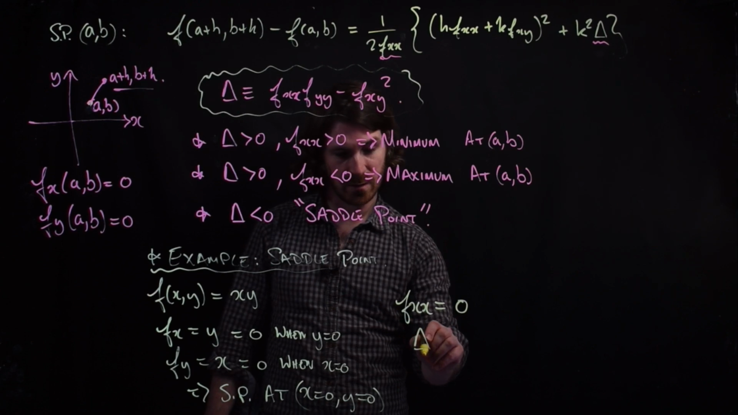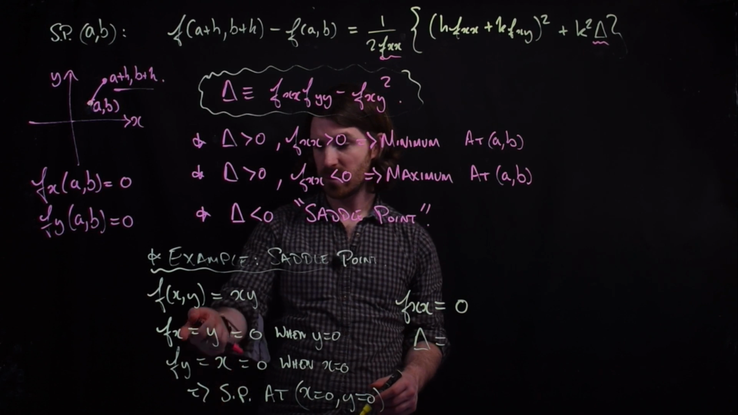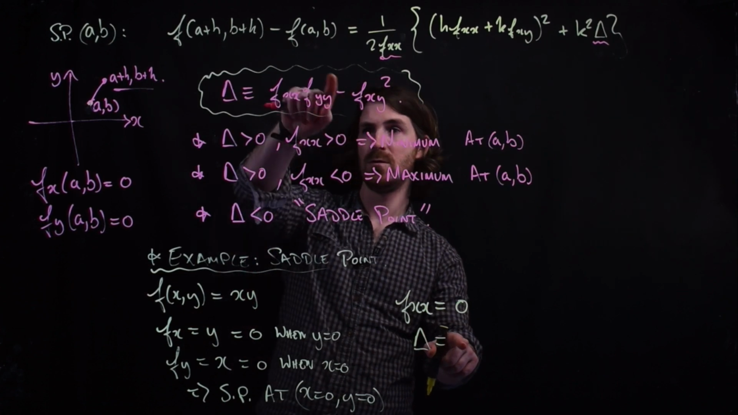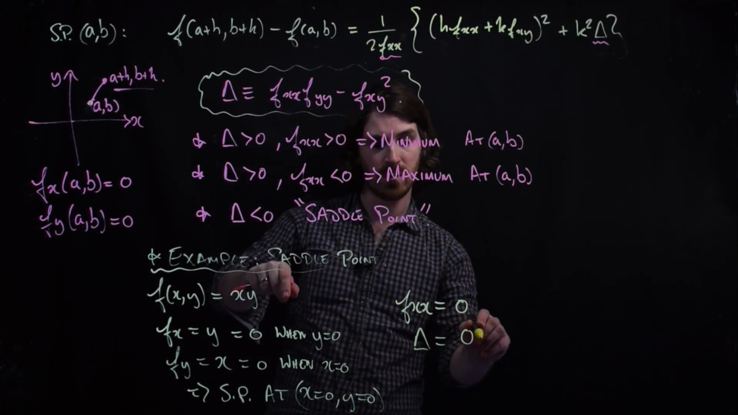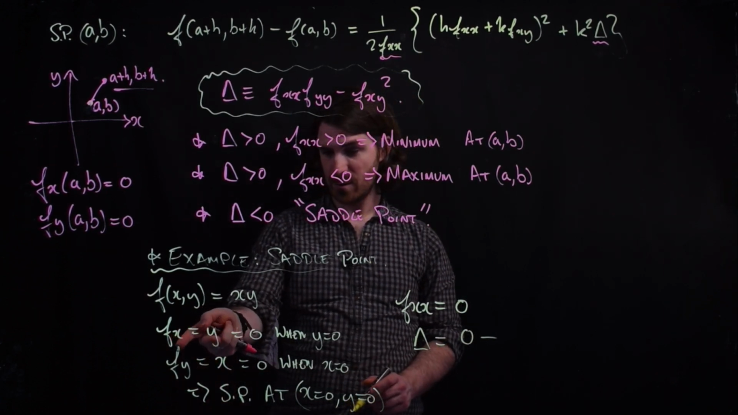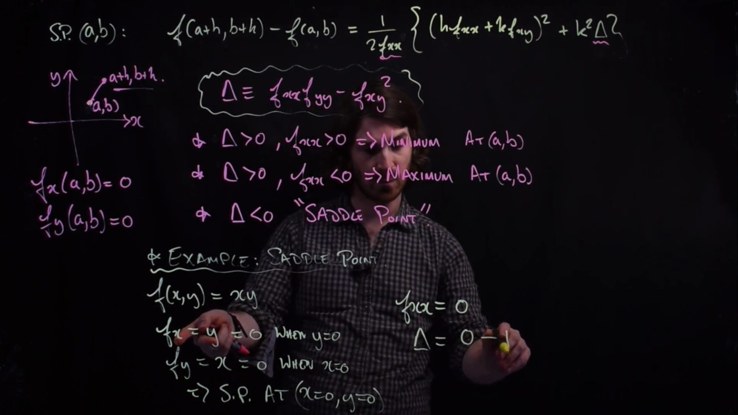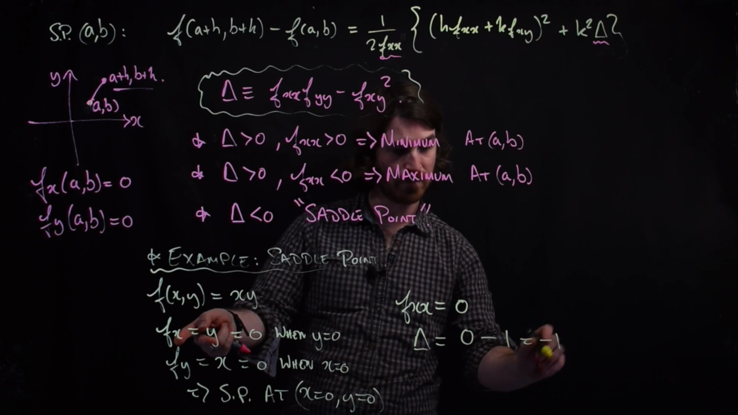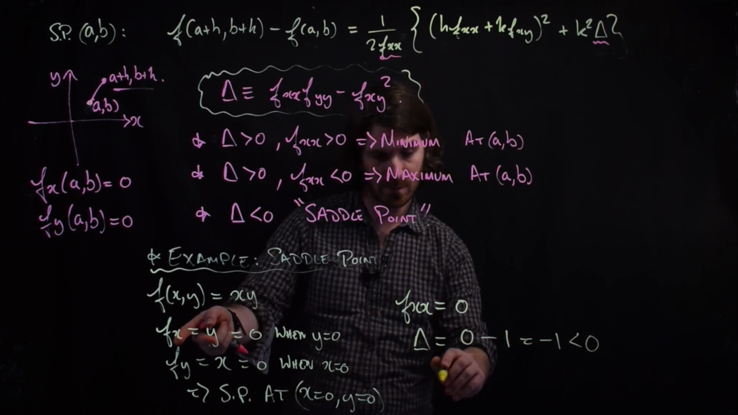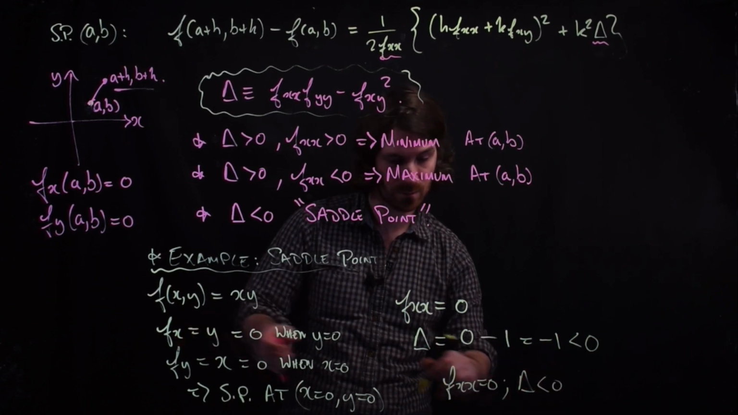And let's just double check, so what's delta equal to? It's f_xx f_yy minus f_xy squared. Right, so if f_x is y, then we've seen that f_xx is 0. So this first term is just 0 minus f_xy squared. So if f_x is y, then f_xy is 1, and 1 squared is just 1. So delta equals minus 1. Okay, so we found that f_xx is 0 and delta is less than 0.